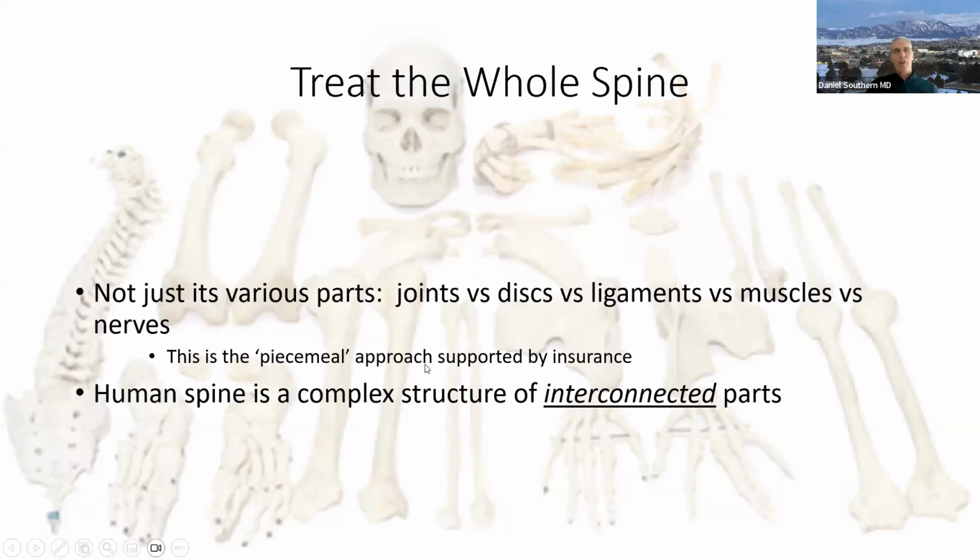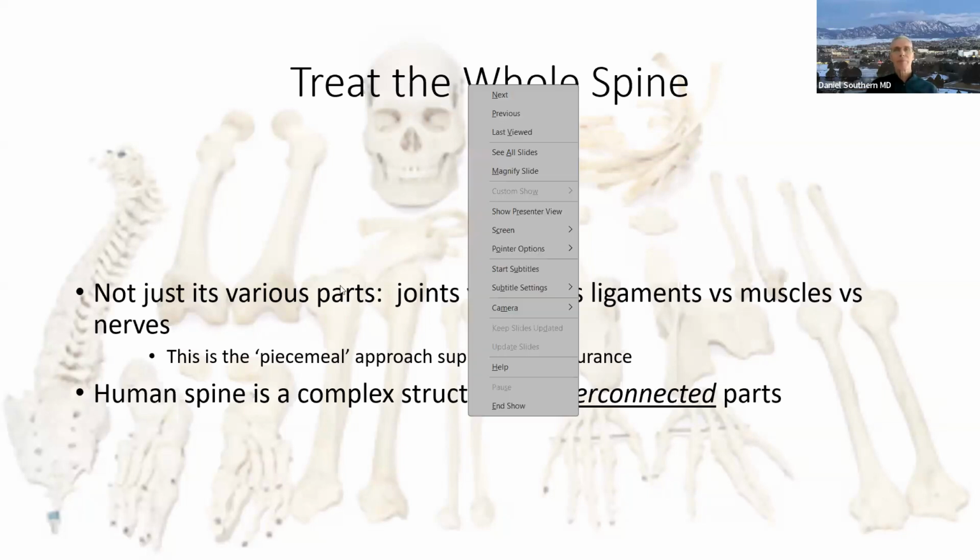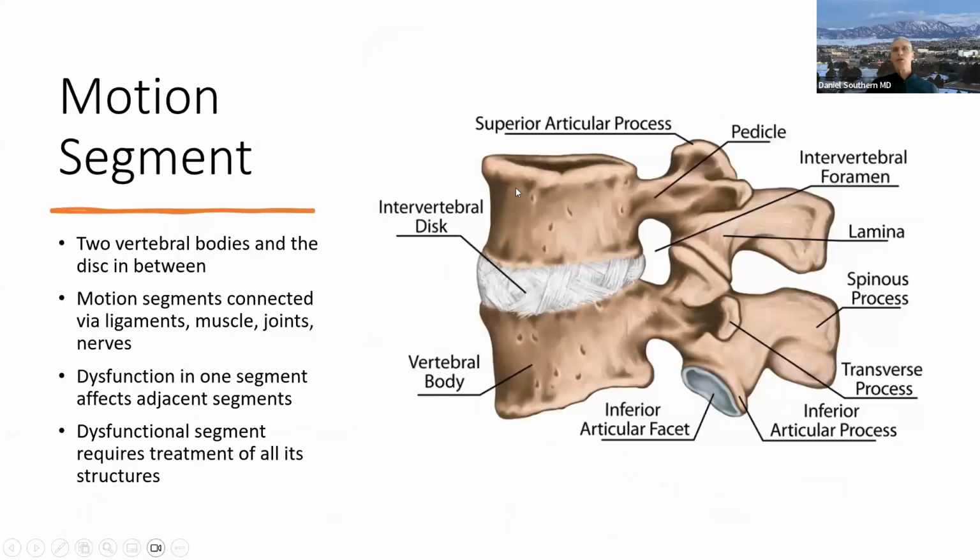They don't quite understand that the human spine is a very complex structure of interconnected parts, and you've got to treat interconnected parts if you're going to get a successful outcome. The motion segment: a vertebral body above, a vertebral body below, the disc in between. You notice the bones don't touch in front, the disc separates them. The bones touch back here in what we call the facet joint. This is the central canal. This is a hole out of which the nerves are coming. All the nerves are running up and down in the spinal canal for protection.